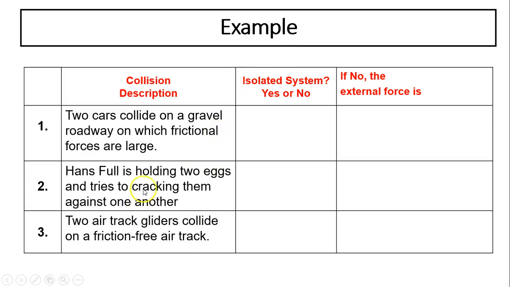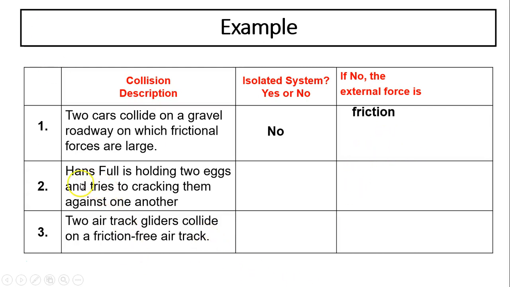Let's take a look at this example. We're going to check these collision systems to see if they are isolated or not. If it's not isolated, indicate what the external force is. So here, two cars collide on a gravel road on which frictional forces are large. What is the system? The system contains these two cars. Is the system isolated? No, because the friction force acting on the two cars is large. So the answer is no. What is the external force? The external force is the friction force.